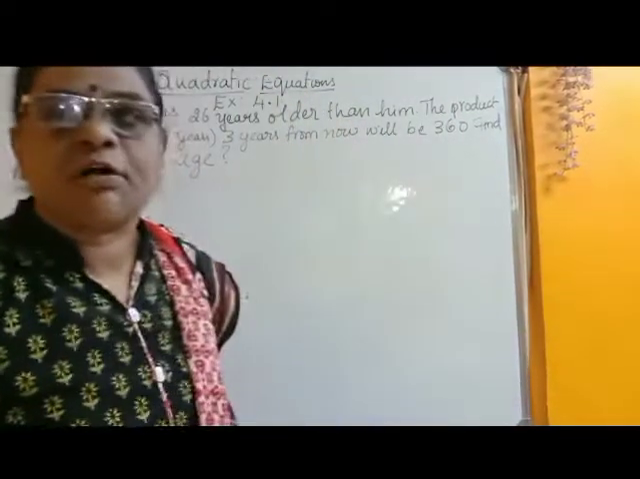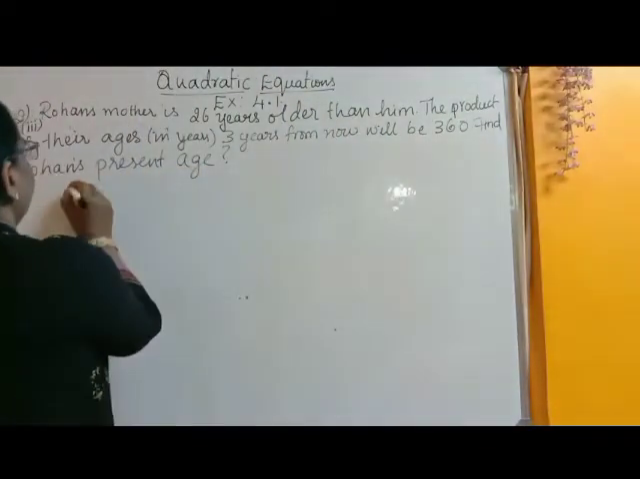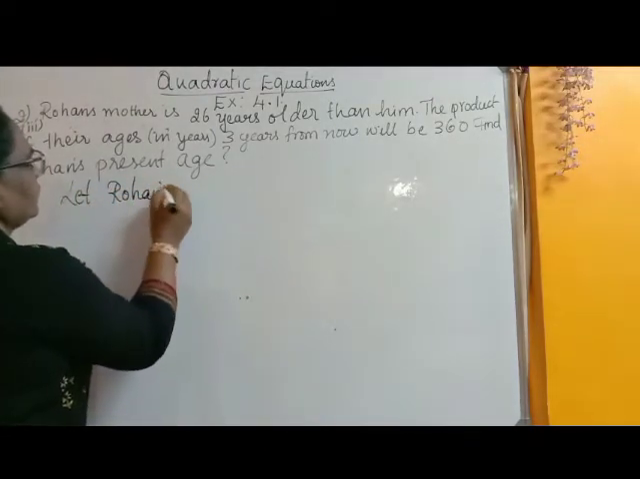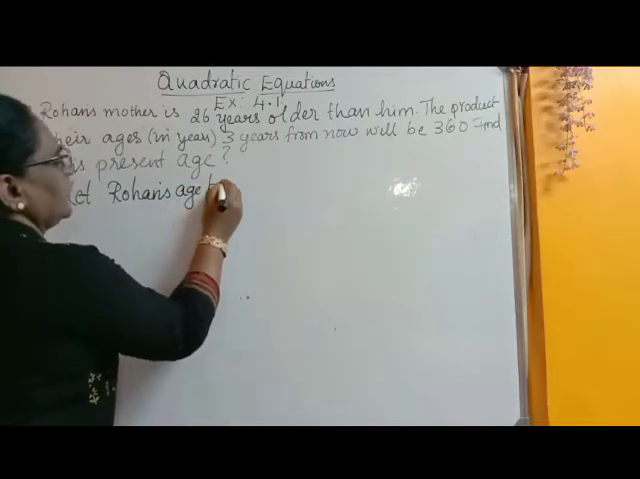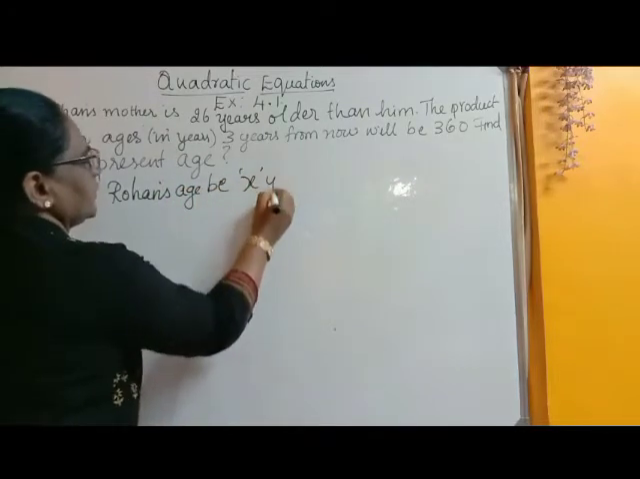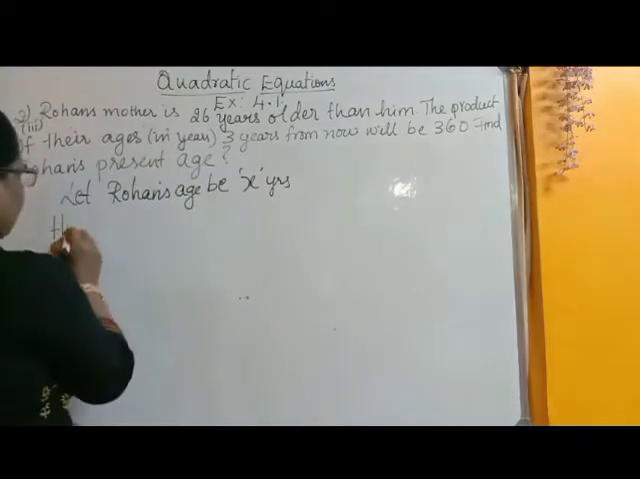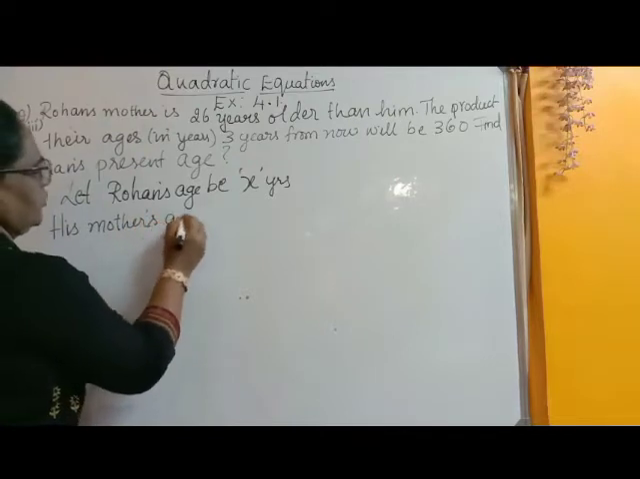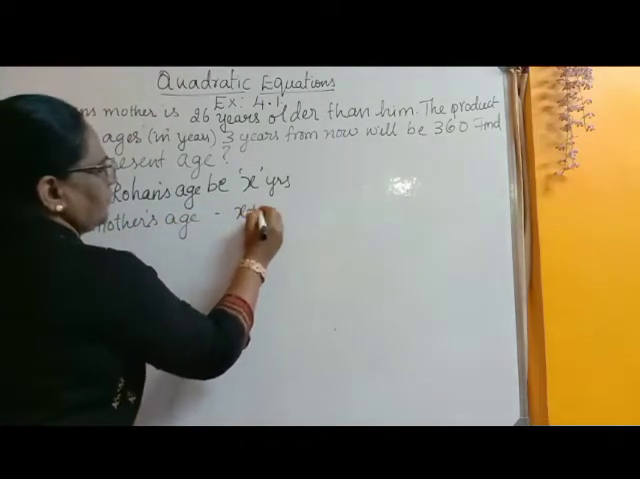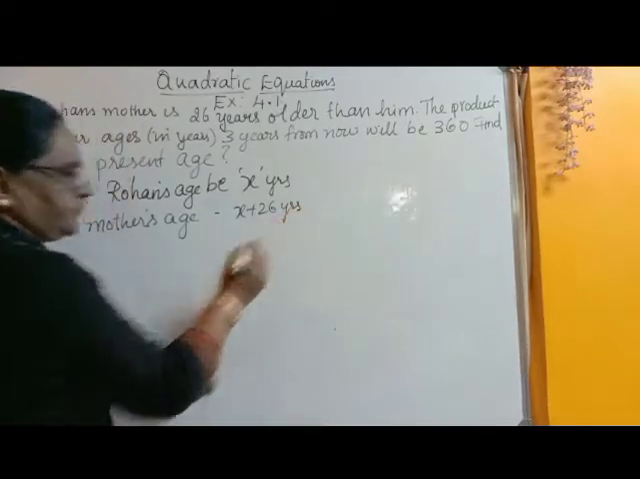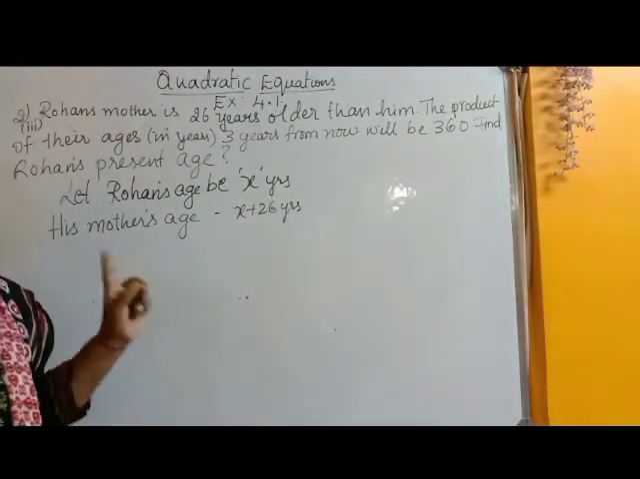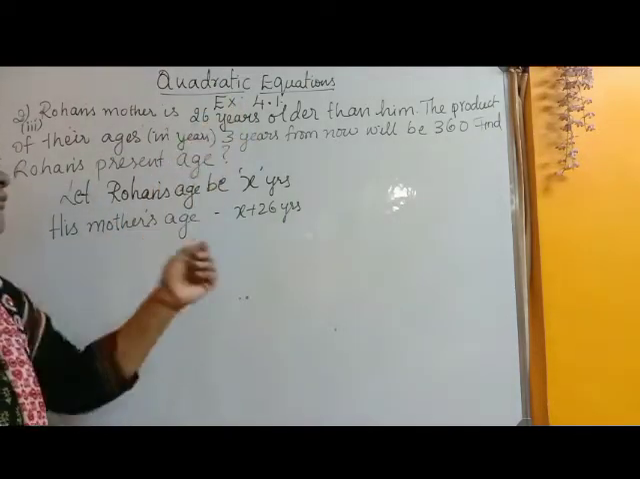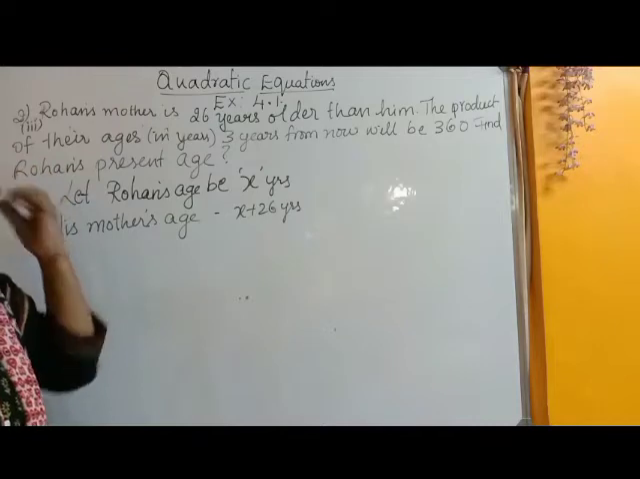So first, I am going to consider: let Rohan's age be x years. Then his mother's age would be x plus 26 years. Is it not? Rohan's age is x years, his mother's age is 26 years older than that. Older means more. She is older than Rohan.